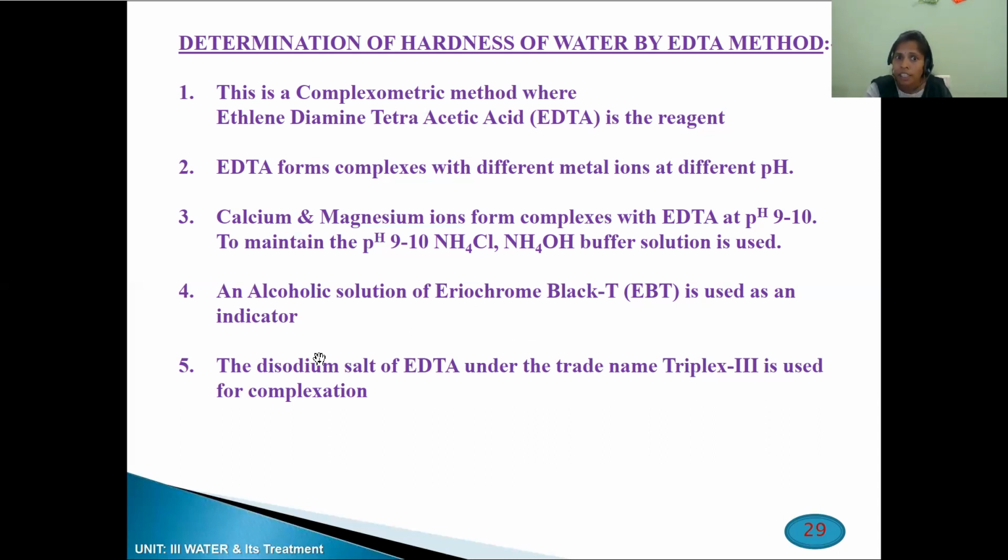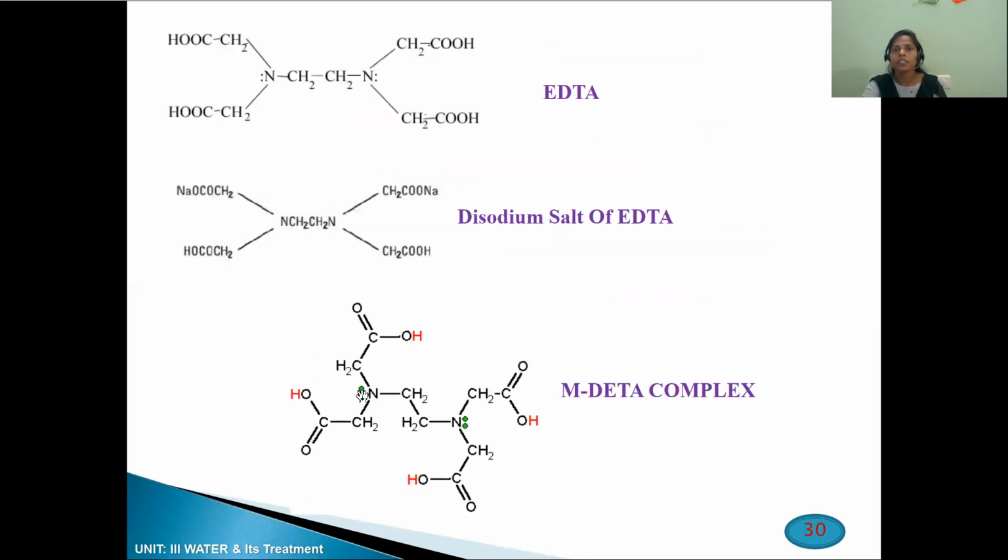One more important point is that we are not using the direct form of EDTA. We are using the disodium salt of EDTA because it is soluble in water. And these are the structures of EDTA and the disodium salt of EDTA. What is the full form of EDTA? Ethylene diamine tetraacetic acid. Ethylene, CH2, that is ethylene diamine with 2 nitrogens, tetraacetic acid. This is the EDTA structure.